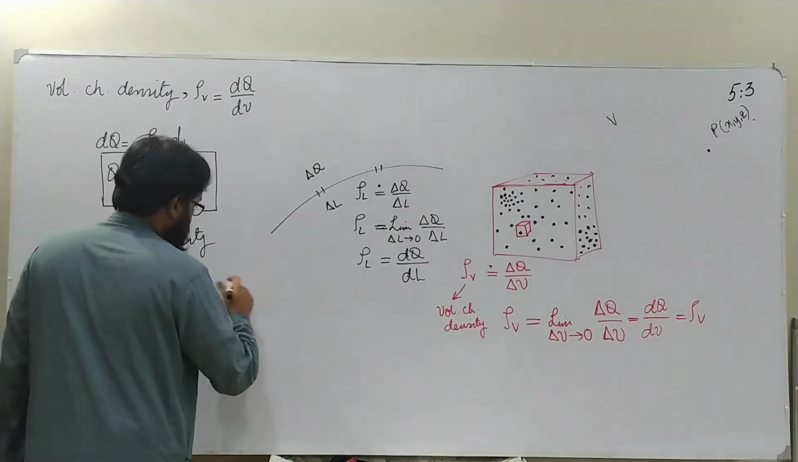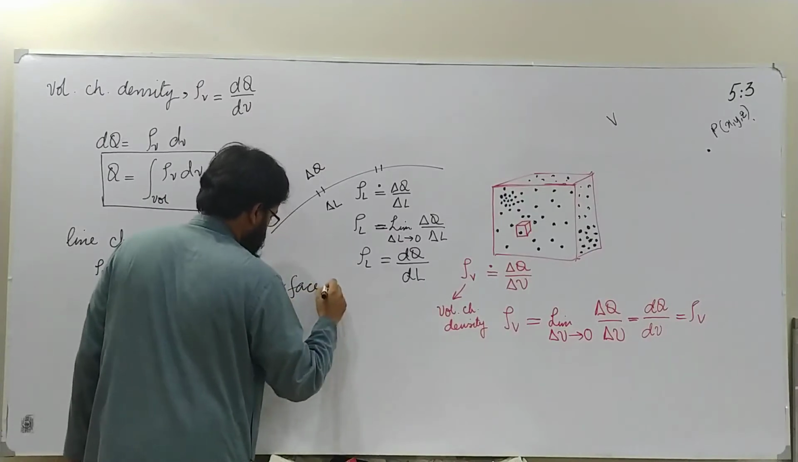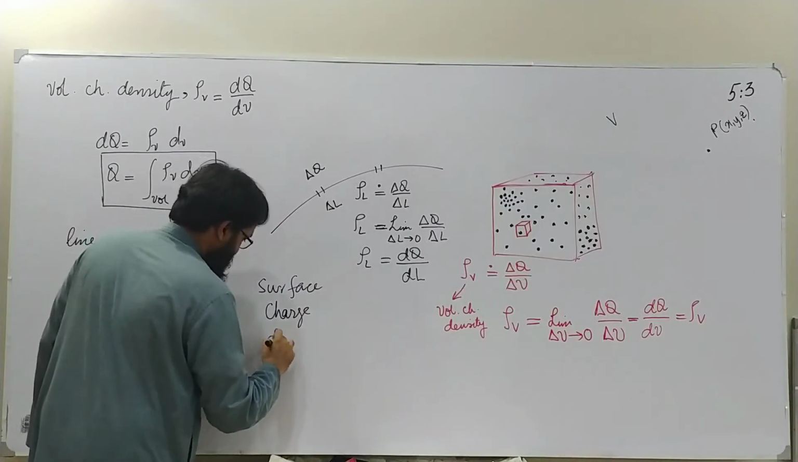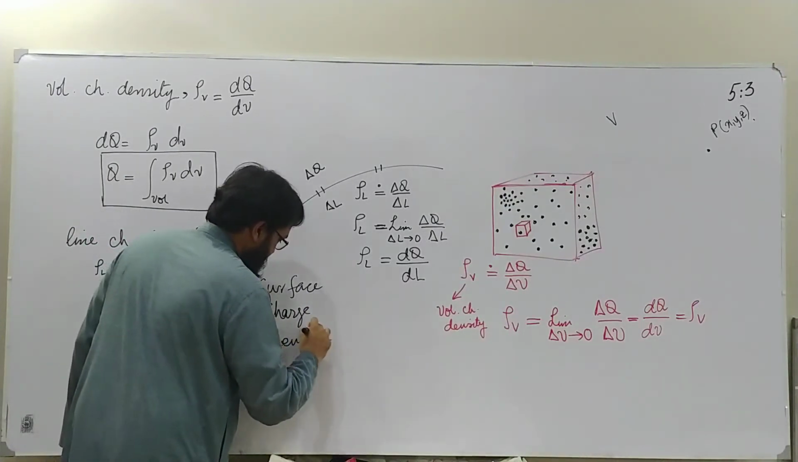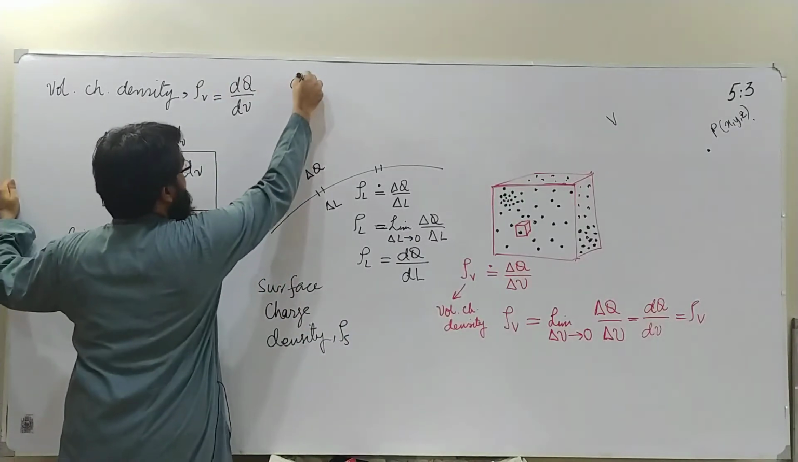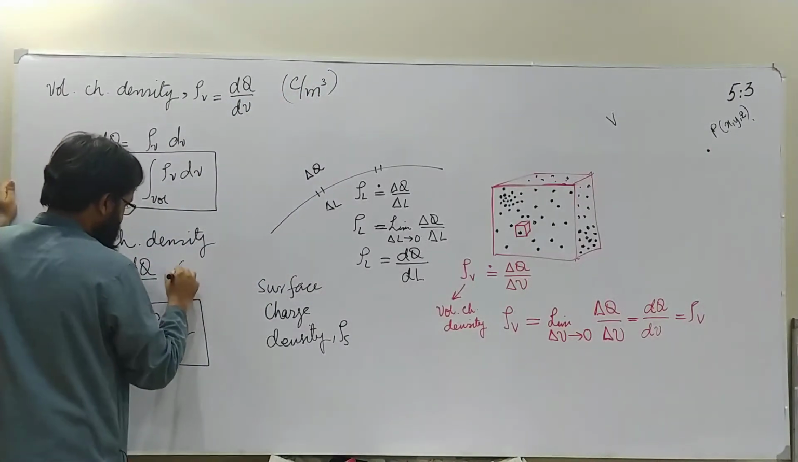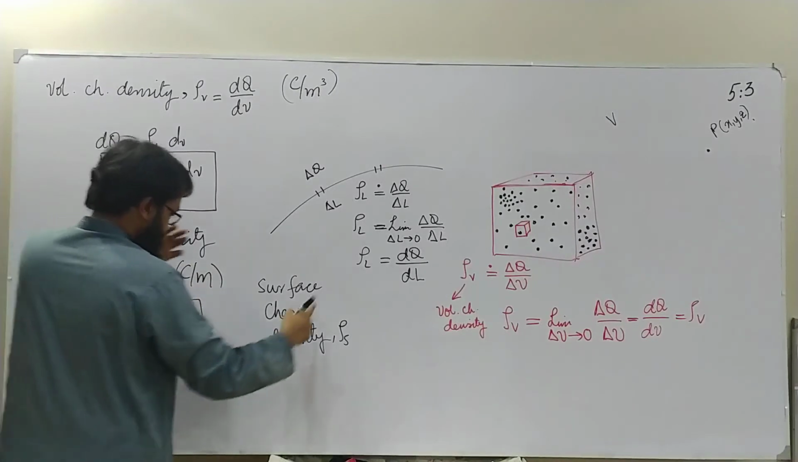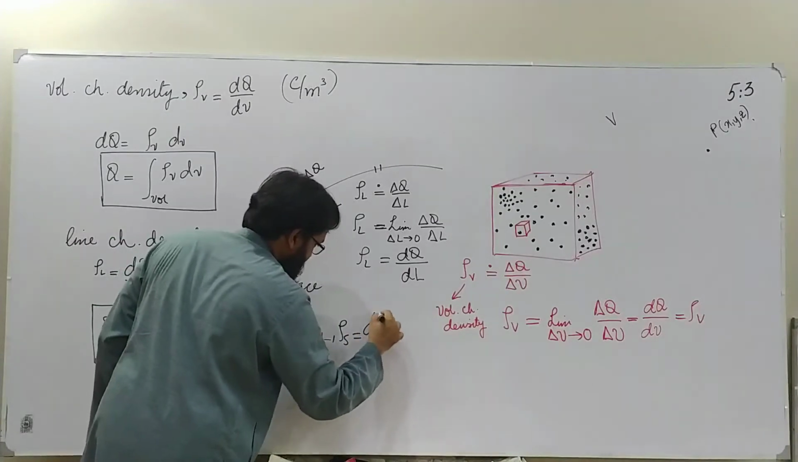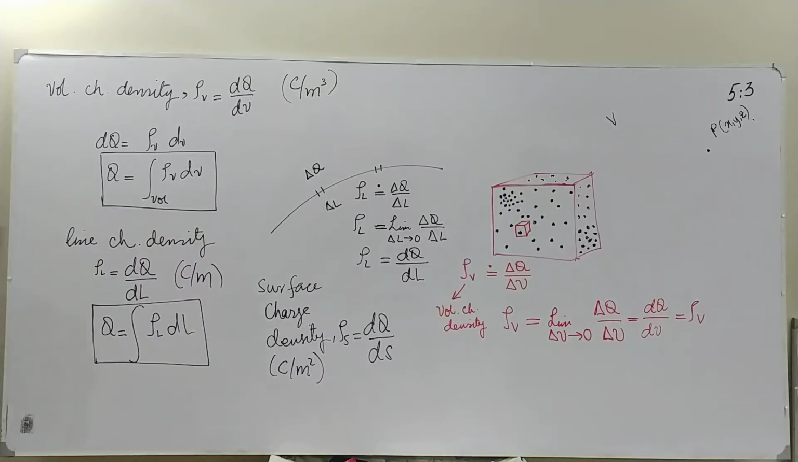Now for a surface charge distribution, following the same argument, we define surface charge density, which is represented by rho s. By the way, the units of rho v is coulombs per meter cube. It's obvious, charge per volume, and rho L is coulombs per meter. So for this, it should be coulombs per meter square, and that should be the charge enclosed in a differential amount of surface.